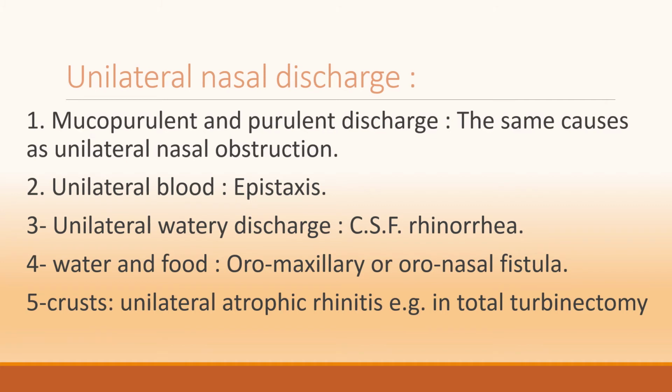What causes unilateral nasal discharge? Mucopurulent and purulent discharge have the same causes as unilateral nasal obstruction. Or unilateral blood, like epistaxis; watery, CSF rhinorrhea; water and food, the same, oromaxillary or oronasal fistula; and crusts if we have unilateral atrophic rhinitis, which is usually iatrogenic due to total turbinectomy.